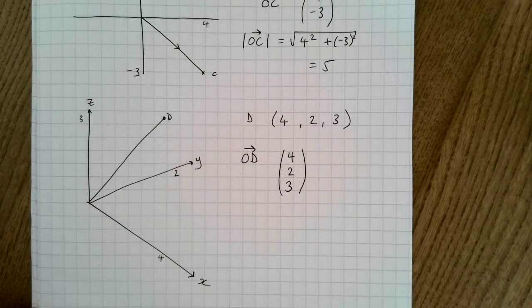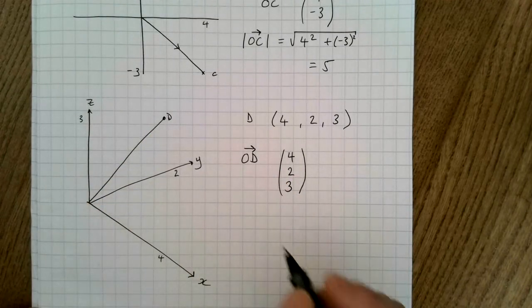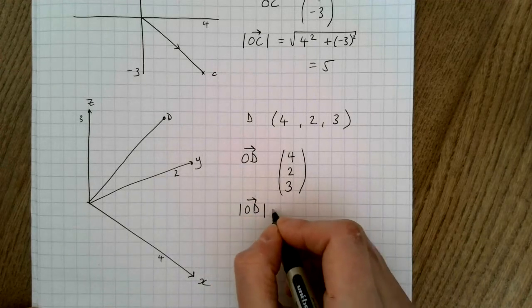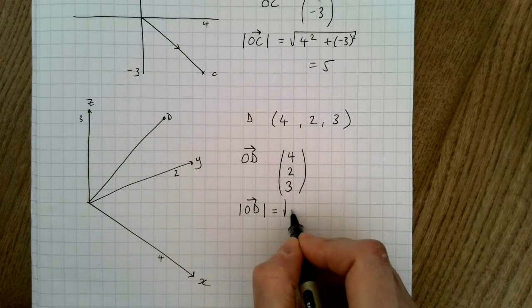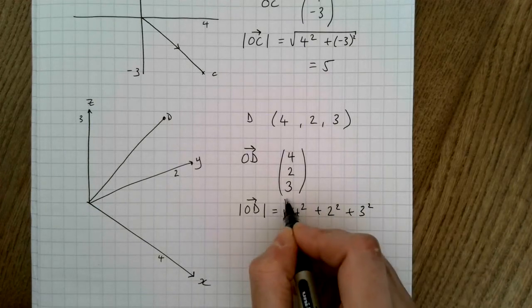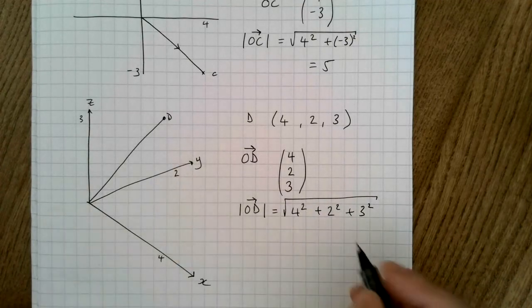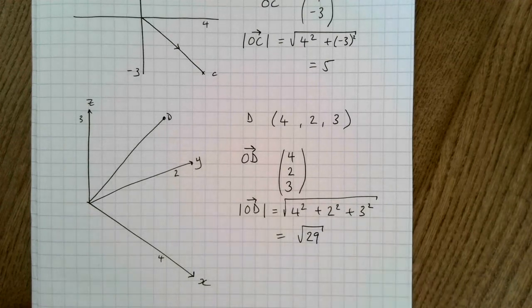And then if I wanted to find the magnitude of that line, the length of that vector, that would be the magnitude of OD. So we can just extend Pythagoras' theorem into 3 dimensions. So it would be the square root of 4 squared plus 2 squared plus 3 squared. You probably met that extension of Pythagoras' theorem in GCSE. So what's that? That's the square root of 29. So the length of that vector there is root 29.